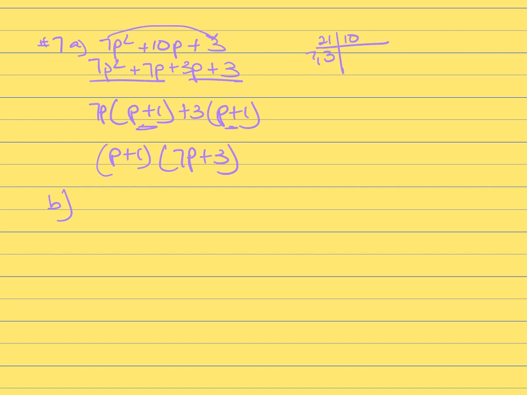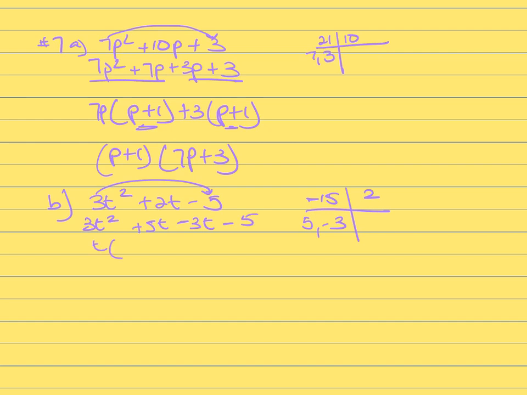B. 3t squared plus 2t minus 5. So 3 by minus 5 is minus 15. So factors of minus 15 that add to positive 2. And that will be 5 and minus 3. So 3t squared plus 5t minus 3t minus 5. So what's common here? t is common. We're left with 3t plus 5. What's common here? Minus 1. We're left with 3t plus 5. We'll get t minus 1 by 3t plus 5.